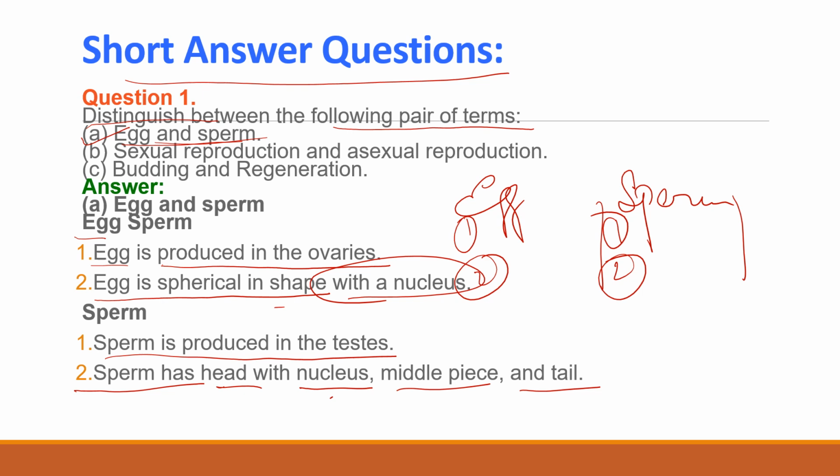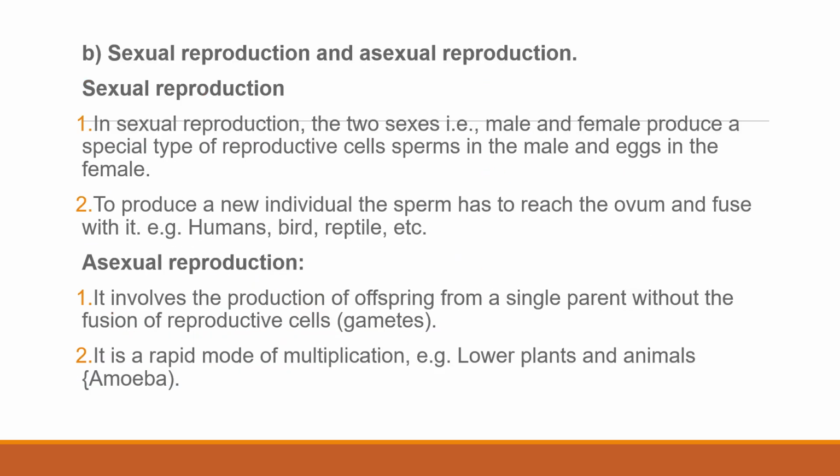Next comes sexual reproduction and asexual reproduction. We will discuss that also. So what is sexual reproduction? In sexual reproduction, the two sexes are involved. The male and the female produce a special type of reproductive cells, sperms in male and eggs in female. So first point is this.